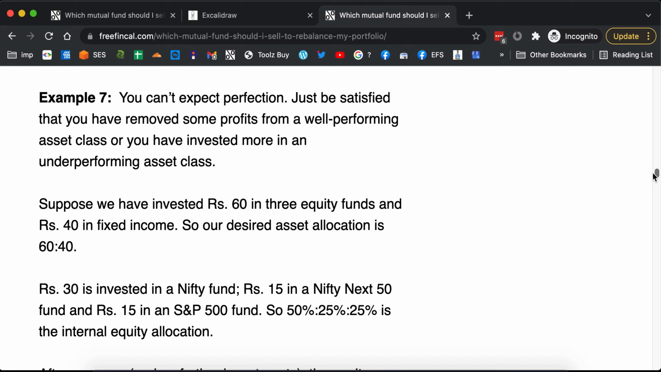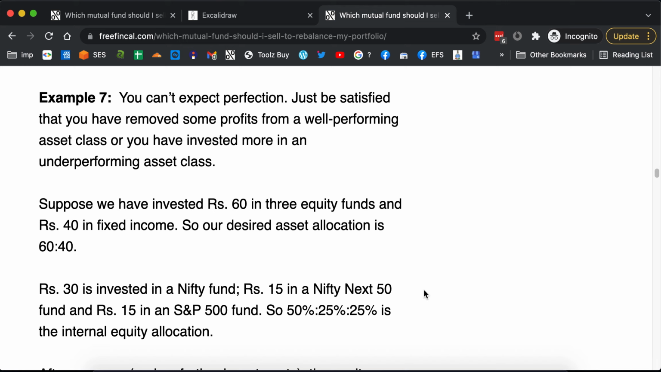In such a situation where you have three funds like this, Nifty, Nifty Next 50 and S&P 500, you don't need to worry too much about the internal asset allocation. 50% Nifty, 25% Nifty Next 50 and 25% S&P 500. Don't worry too much about it. As long as the overall equity asset allocation is close to 60%, which is your target, then you can more or less just take some money out of Nifty, and if that is the top performer, just take some money out of it and shift it to fixed income. You should be reasonably all right.